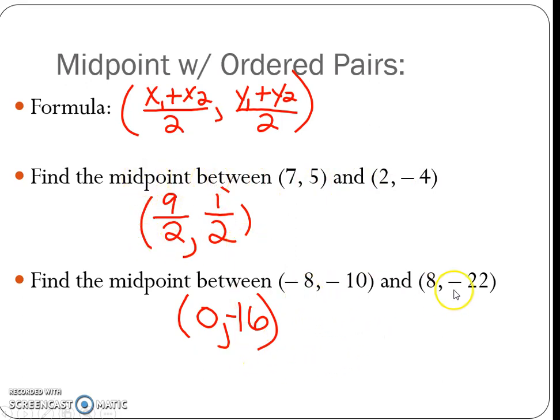Let's take a look at the next one. (-8, -10) and (8, -22). So x1, x2: -8 plus 8 is 0. 0 divided by 2 is 0. y1 plus y2, -10 plus -22 is -32, divided by 2 will be -16. So this is the midpoint between these 2 points.